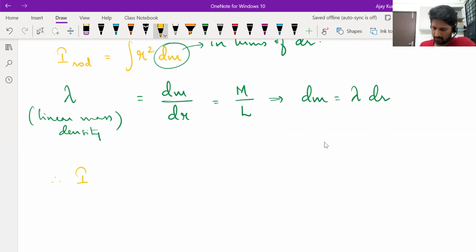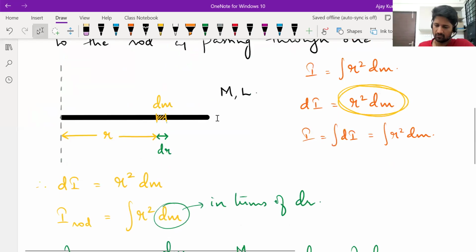Therefore, the moment of inertia of the rod becomes integral r square into lambda dr. Lambda is mass per unit length, we call it linear mass density. Now I told you that the rod is uniform, means the density everywhere will be the same. So you can put it outside the integral. It's a constant, and you will be left with integral r square dr. Can one of you tell me how much is integral r square dr? R cube by 3, sir. Okay, so it becomes lambda r cube by 3.